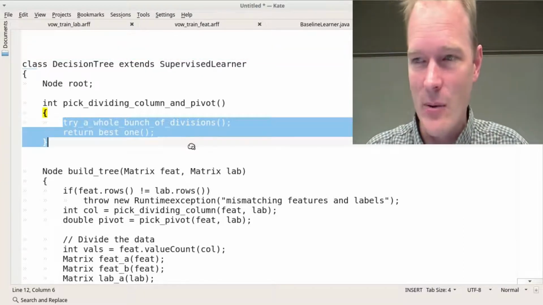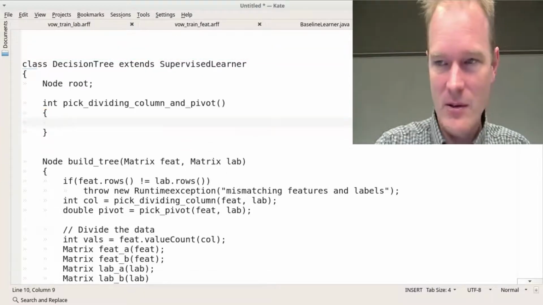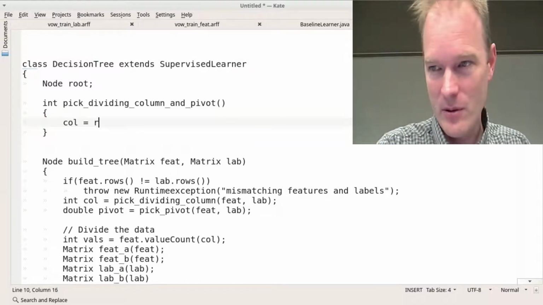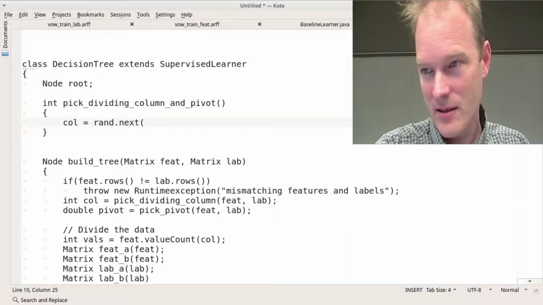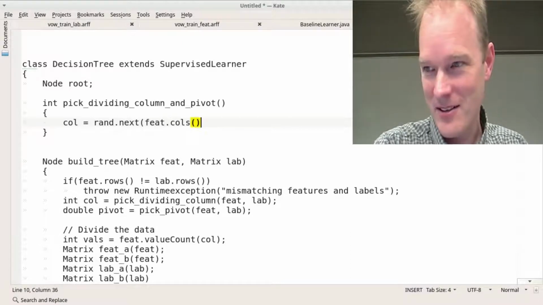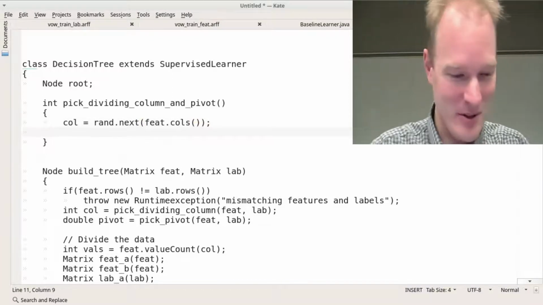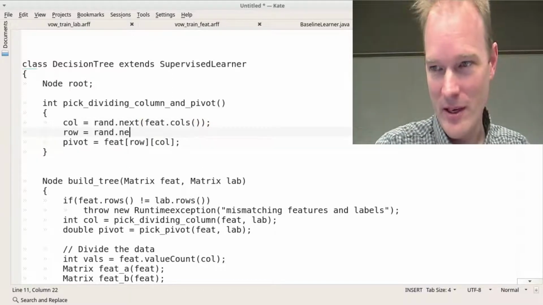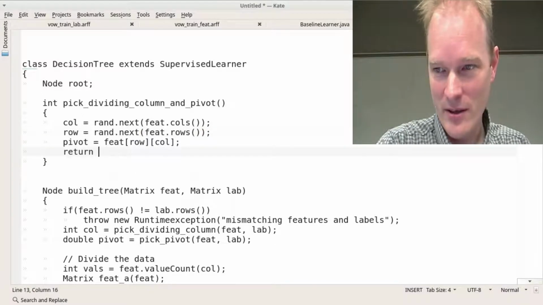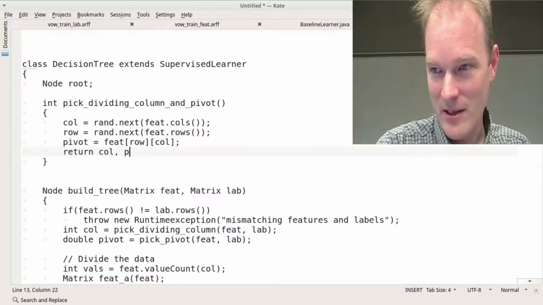There's a really easy way to pick divisions. And here's the way we're going to do it in our assignment. We're just going to say column equals rand.nextInt(feed.cols). We'll just pick a random column. Row is equal to rand.nextInt(feed.rows). And then we'll return, Python style, column and pivot.